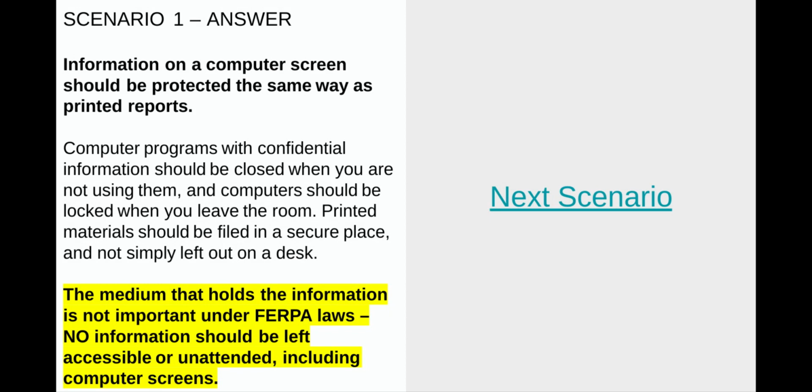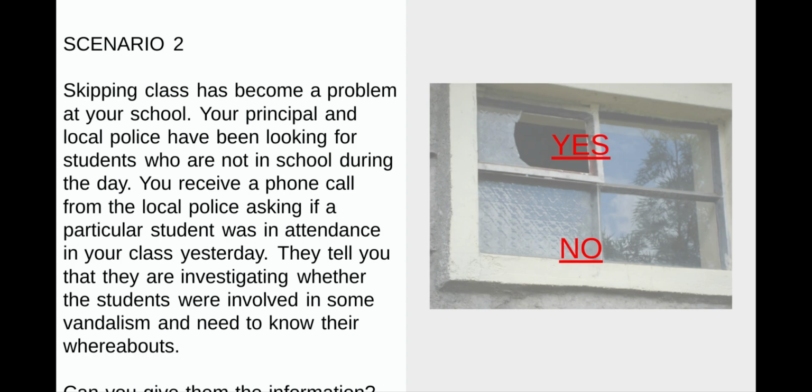Information on a computer screen should be protected the same way as printed reports. Computer programs with confidential information should be closed when you are not using them. The computer should be locked when you leave the room. Printed materials should be filed in a secure place and not simply left on your desk. The medium that holds the information is not important under FERPA laws. No information should be left accessible or unattended, including computer screens. So then we can click on next scenario, and it takes us to the next one.